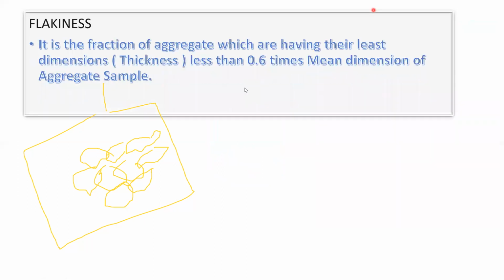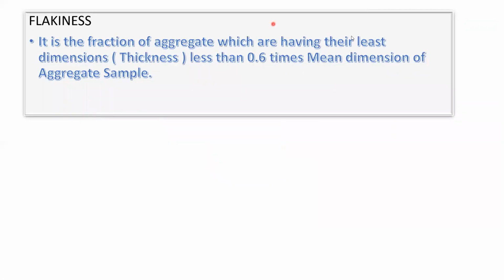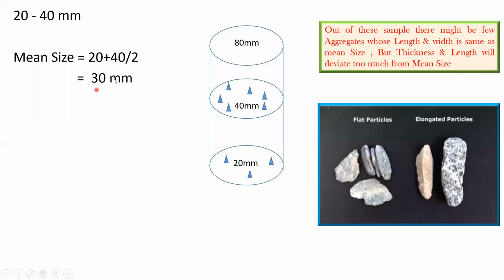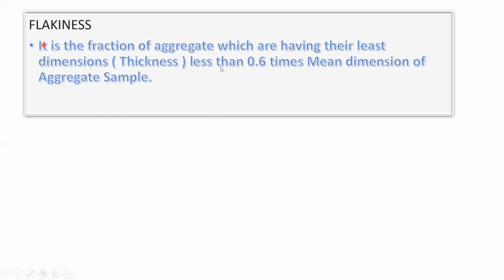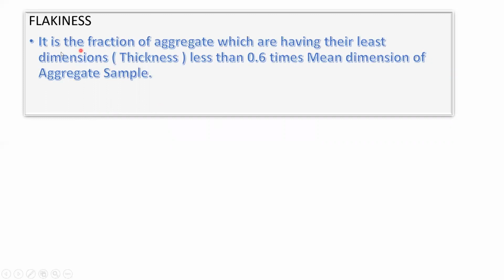We'll try to see. It is a fraction of aggregate which have their least dimension, in the sense thickness, less than 0.6 times the mean dimension of the aggregate sample, right? So what is the mean size we got in the previous case? The mean size is 30 mm. Now if I want to say any aggregate is a flaky aggregate, then I have to do it this way.